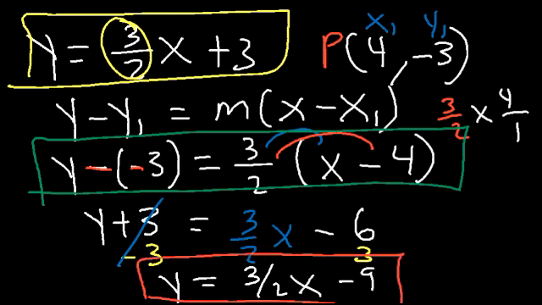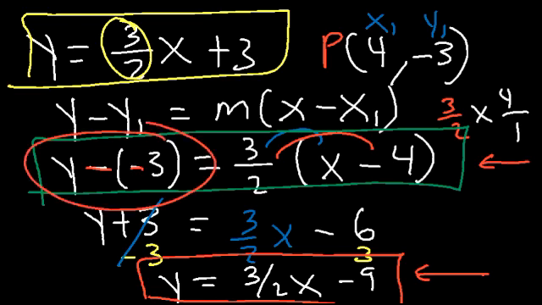If you use the method that we used in the first two examples, this is the answer you should get. But in point-slope form, it should be like this, it's just going to be y plus 3 equals what's on the right side.